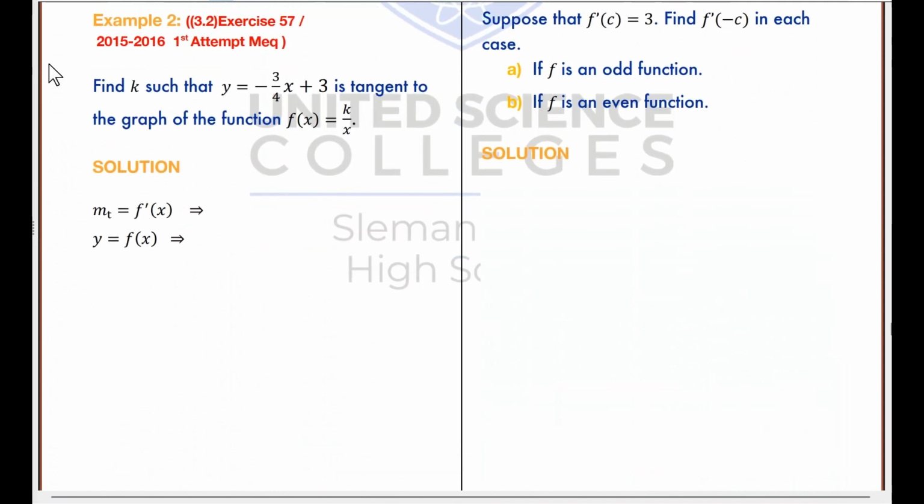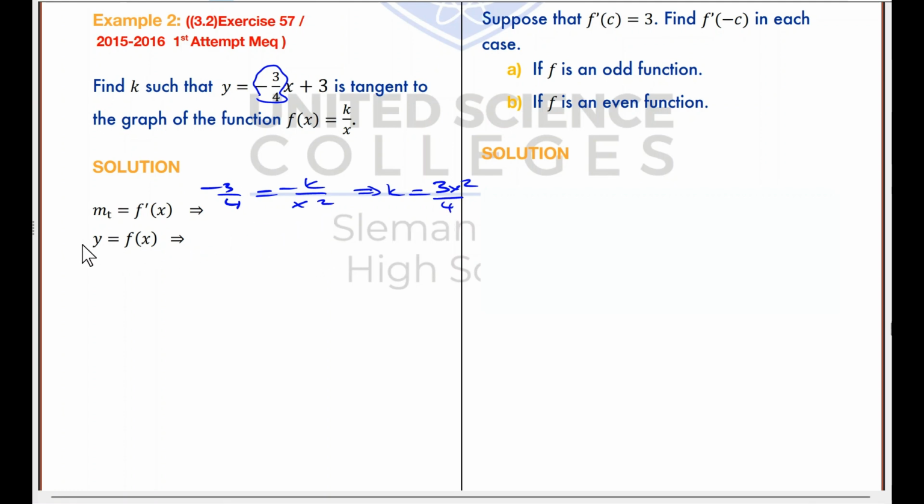All right, same idea. The first step would be equalizing the derivative of the function to slope of the line. Slope of the line here is negative 3 over 4 equals derivative of the function. Derivative of k over x is negative k over x squared. So isolate k. K will be 3x squared over 4, right?